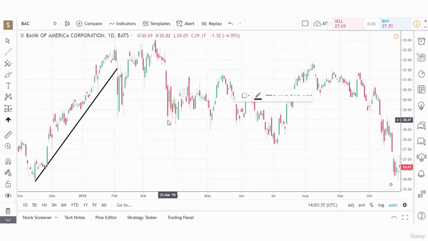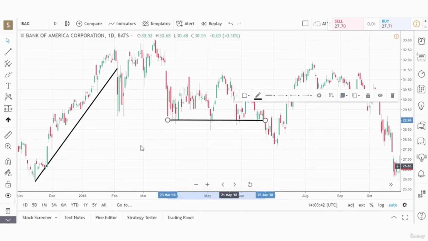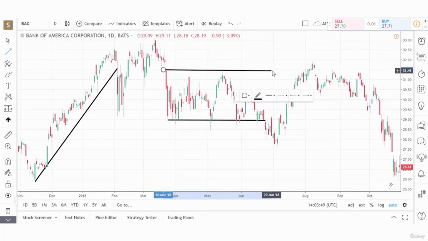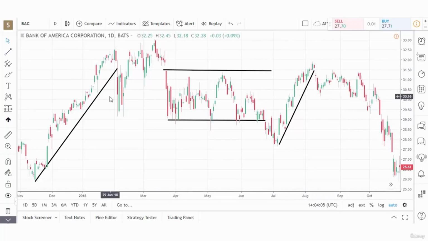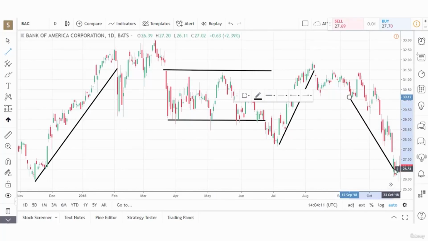And I'll draw a support line. And don't worry, we'll talk about support and resistance in our next video. And a resistance line here. So basically the stock trades sideways in a consolidation pattern. The stock then moves into another uptrend here. And then this is followed by a downtrend when the stock is falling in price here.